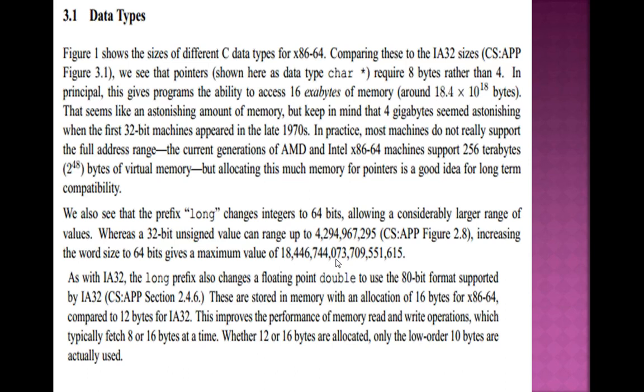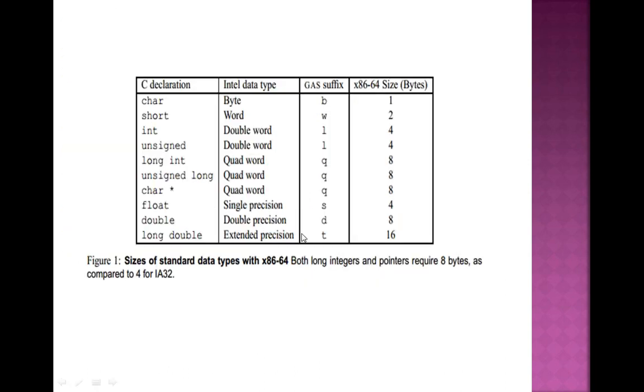Then we also talked about the data types. What are the data types available in x86-64? These are the multiple data types: char, short, int, unsigned, long int, and so on, along with the Intel data type, that is byte. This is the x86 size. How many bytes are required? 1 byte, 2 bytes, 4, 4, 8, 8, 8, 4, 8, 16. And these are the multiple C declarations, the Intel data types, and the x86-64 types or bytes.